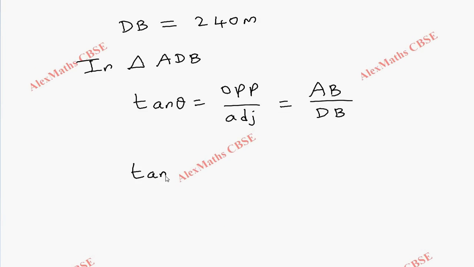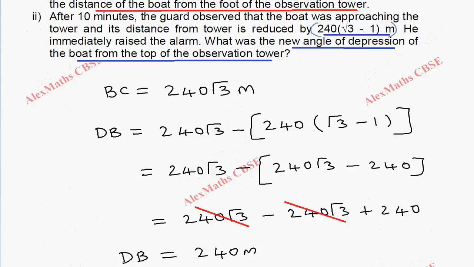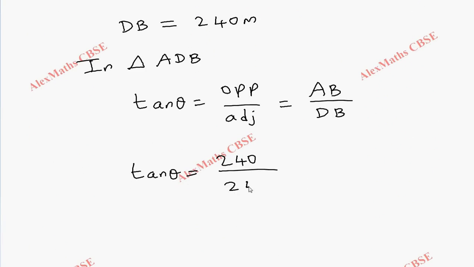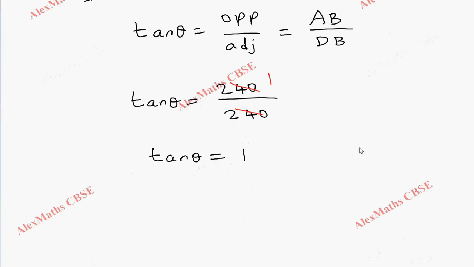Now tan theta equals AB, which from the diagram is 240. Already we marked 240 meters, and DB we also calculated, this is also 240. So after cancelling, since these two get cancelled, we are left with tan theta equals 1. And 1 can be written in terms of tan as tan 45. Therefore, the value of theta is 45 degrees.